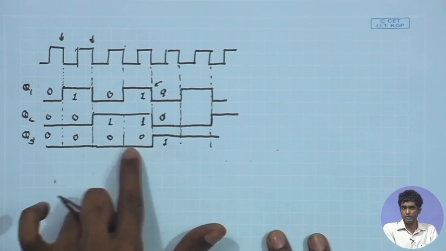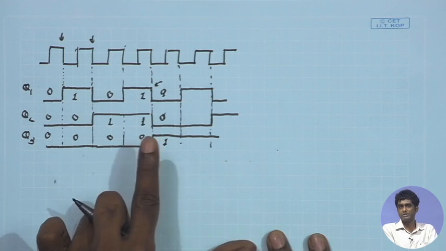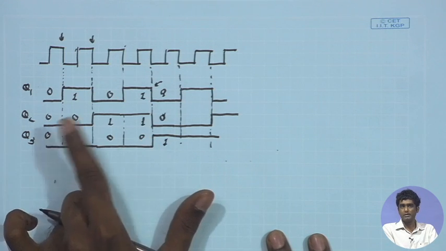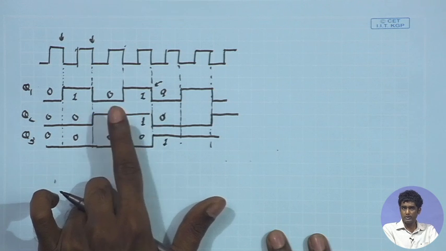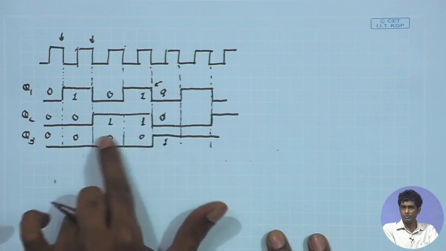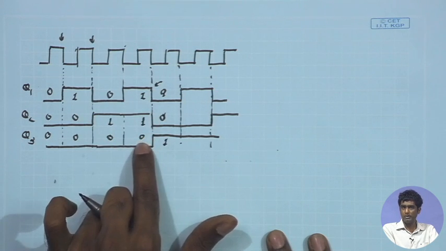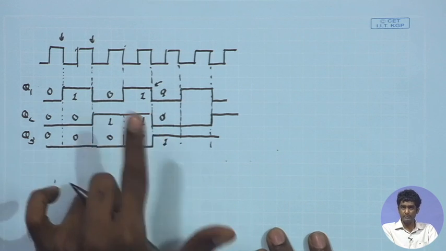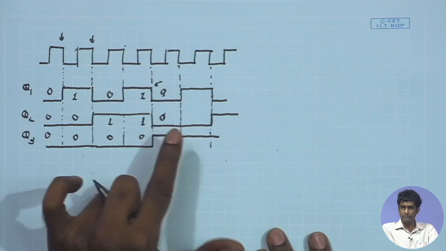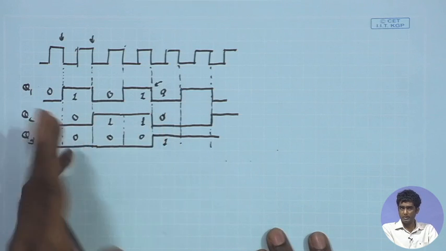Likewise, same thing for Q3. Q3 is going to toggle or change its state when the negative going edge of Q2 appears. So, here Q2 is going from 1 to 0, as a result Q3 is going to make a transition from 0 to 1, it is toggling. So, this is the overall toggling operation that we have to implement using each of these flip flops, and make sure that they toggle at the negative going transition of the previous output.